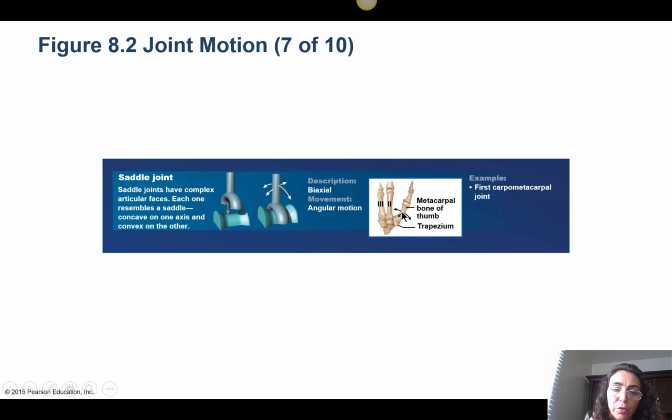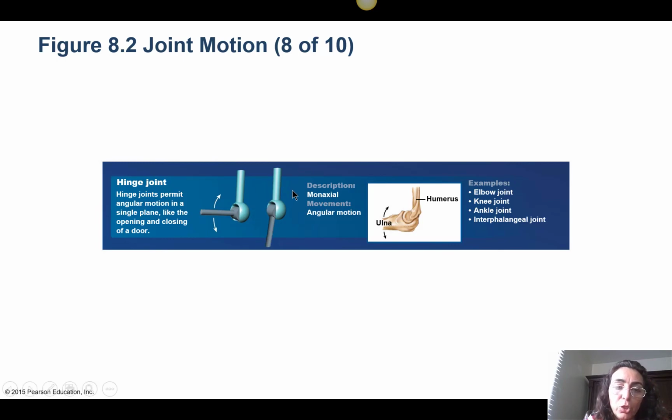Pay attention, this is the first metacarpal, second, third, and these are the carpal bones. So we're talking about this joint between the carpal, that here is the trapezium, and the first metacarpal bone. So the joint between the trapezium and the first metacarpal is the saddle joint.